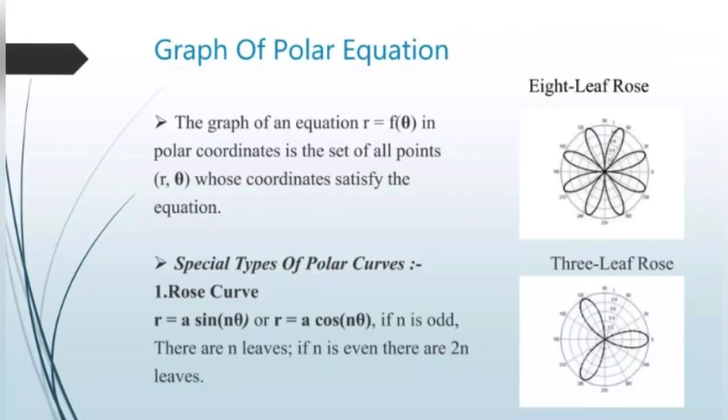Graph of polar equation, eight-leaf rose. The graph of an equation r is equal to f of theta in polar coordinates is the set of all points (r, theta) whose coordinates satisfy the equation.